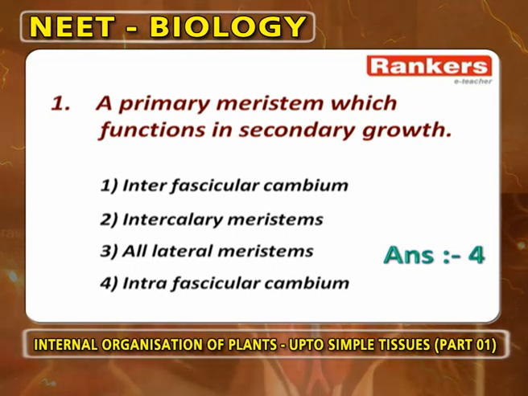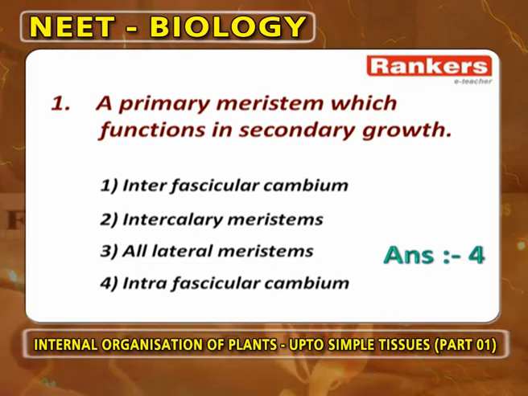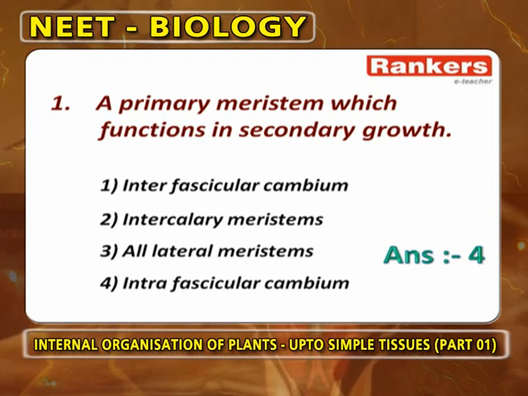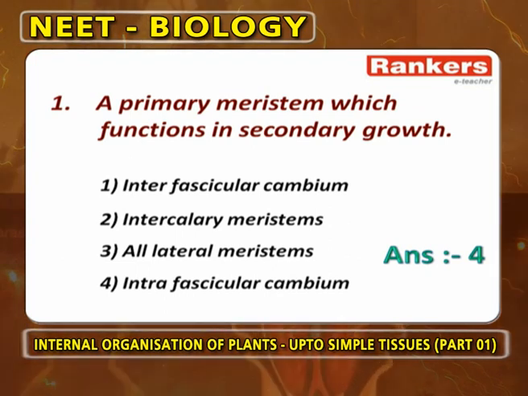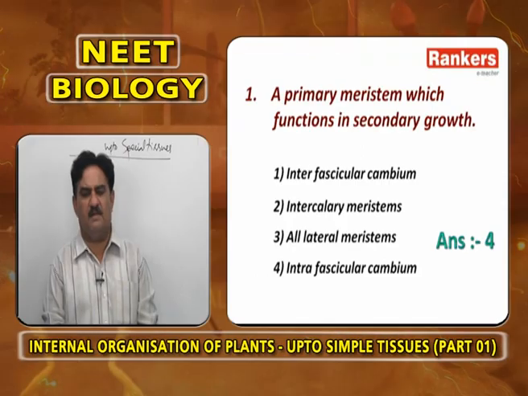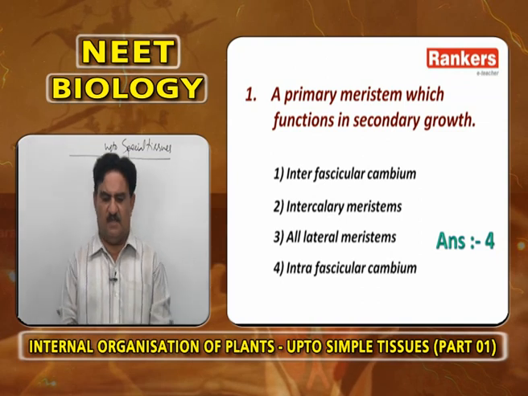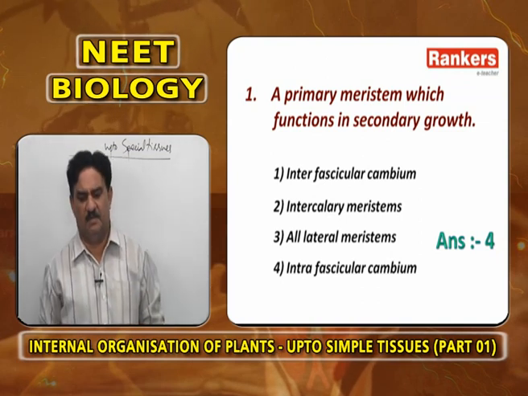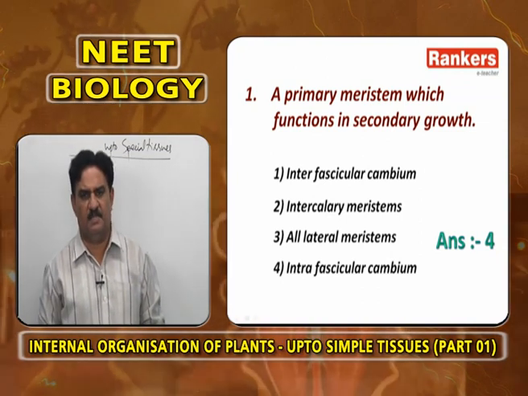All lateral meristems are not primary meristems, because vascular cambium is a primary lateral meristem, cork cambium is a secondary lateral meristem. Now coming to intrafascicular cambium. Every dicot stem shows open vascular bundle. Open means cambium is present in between xylem and phloem. That cambium is a primary meristem, which is popularly called intrafascicular cambium or fascicular cambium. And this intrafascicular cambium is a primary meristem which helps in secondary growth. So, answer is 4.